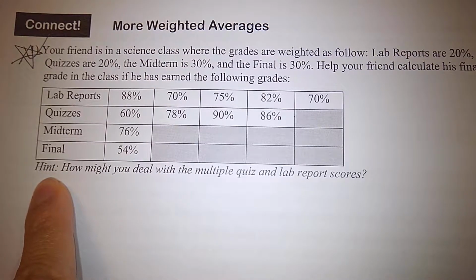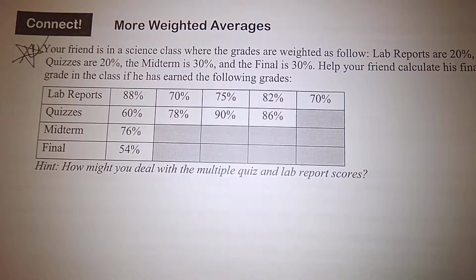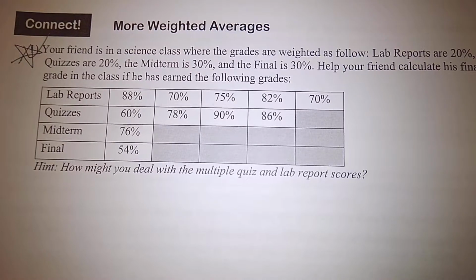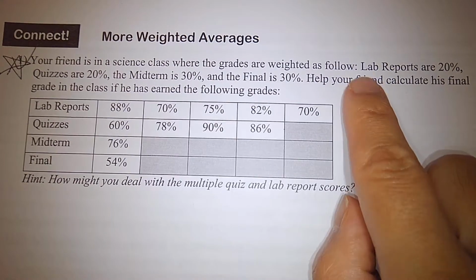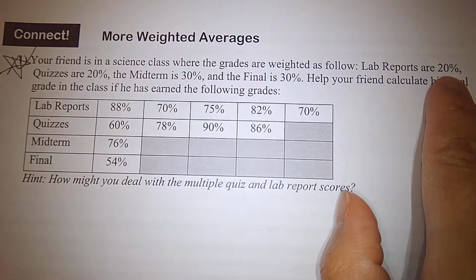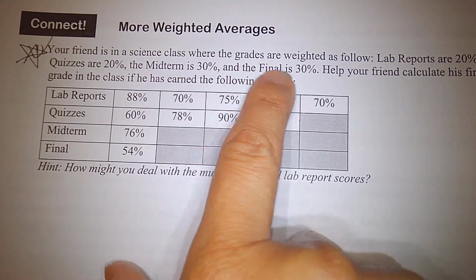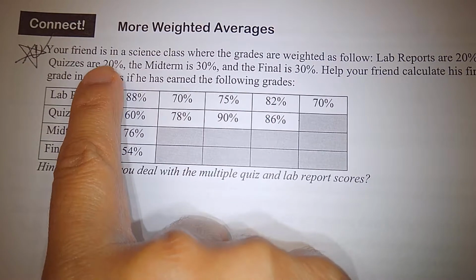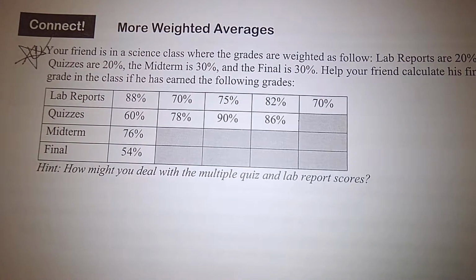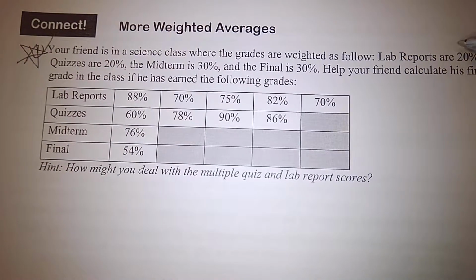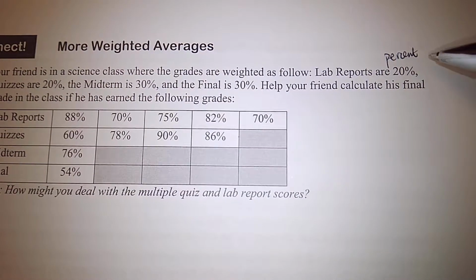Hint: how might you deal with the multiple quiz and lab report scores? Very good. These are the grades. We know lab reports will count for 20% of the total grade, quizzes 20%, midterm 30%, final 30%. So these are our what? Values or our percent weights? Percent weights. So these are our percent weights.